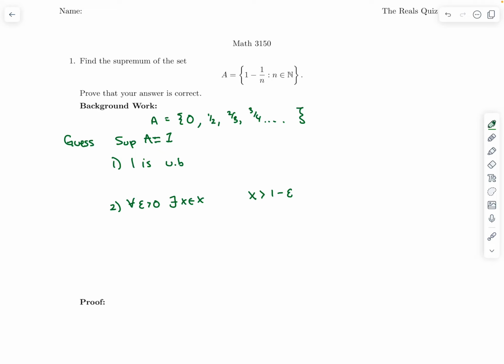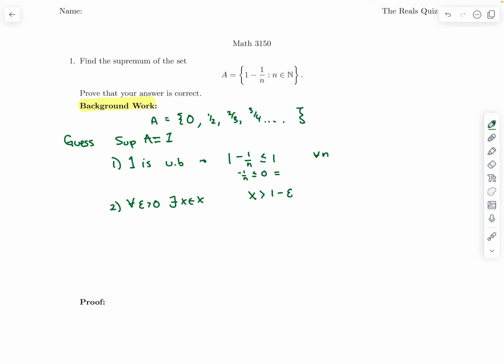So those are the two things I need to do to show that the supremum is actually going to be 1. First, let's think about what I need to show that 1 is an upper bound. I need to show that 1 minus 1 over n is always going to be less than or equal to 1 for every n. And so again, I'm in my background work stage here. I'm just thinking about what I want to show, and then I'm going to work backwards. So that's the same as showing negative 1 over n, subtracting 1 from both sides, is less than or equal to 0, and that makes sense.